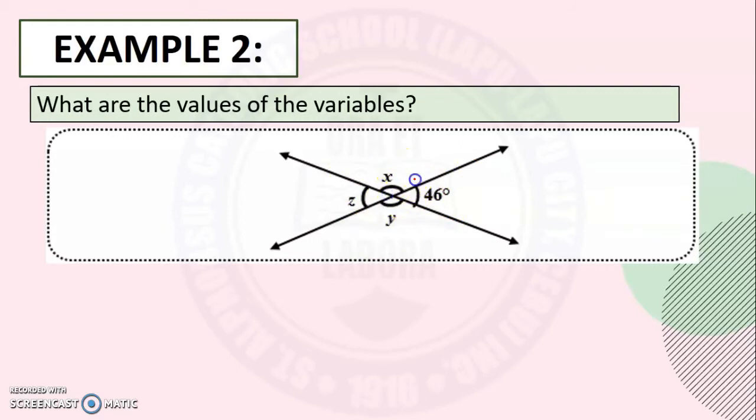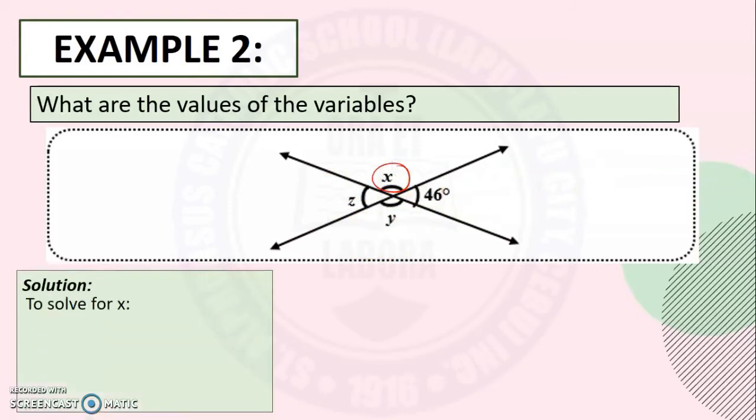Now, let's solve first the value of angle x, or the measure of angle x. To solve for x, we will compare it to 46, which is our first angle. As you can see, these two angles here are adjacent angles, and they form a straight line. That means these two angles are a linear pair. So if we are going to add the two angles, the sum is 180 degrees.